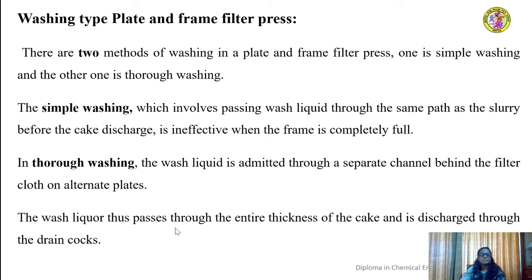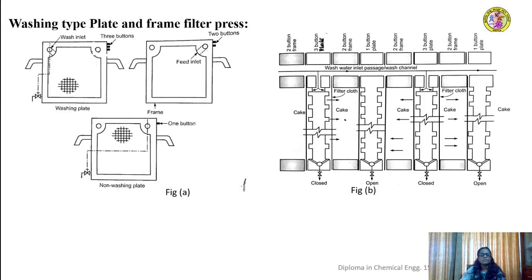The wash liquor thus passes through the entire thickness of the cake and discharges through the drain cocks. So that is the advantage of thorough washing over the simple washing. So let us now understand how that kind of construction can be made in a plate and frame filter press. So this is a modified plate and frame filter press, in which we have an arrangement for carrying out thorough washing of the filter cake.